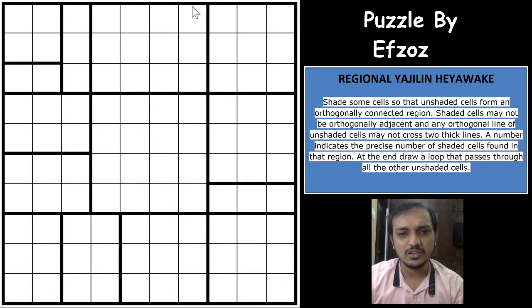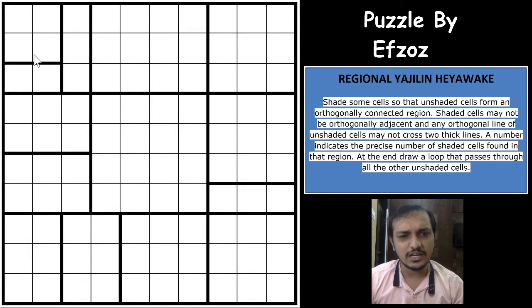And now coming on to the puzzle, this puzzle uses two different puzzle rules in a single grid. The first rule is the Hayawake rule, in which you need to shade some white cells black in such a way that no shaded cells touch each other orthogonally, and all the other white cells in the grid have to be connected to each other. And the white cells in a straight line cannot cross more than two thick borders, right? So if you have these two as white cells, this cannot be a white cell because then it will cross two thick borders, right? That is what the Hayawake rule says.